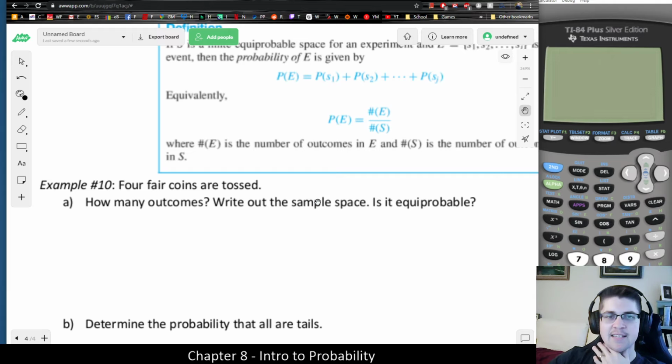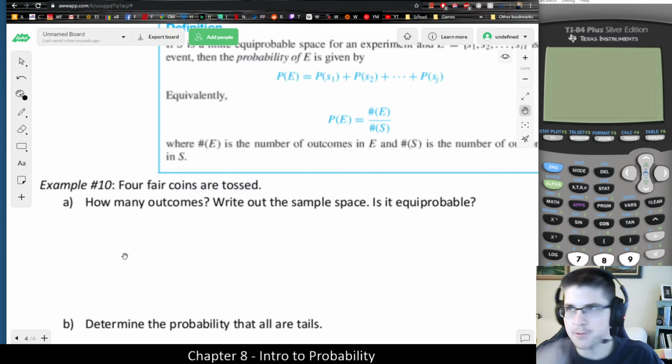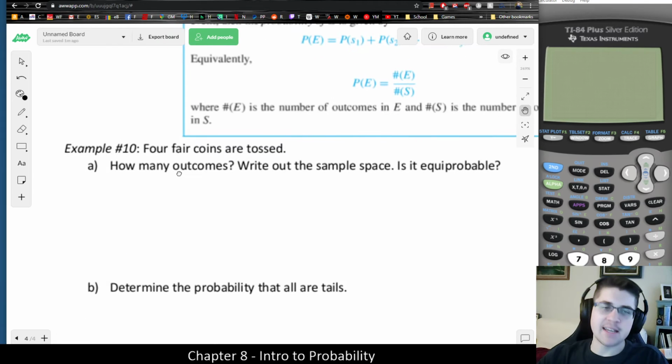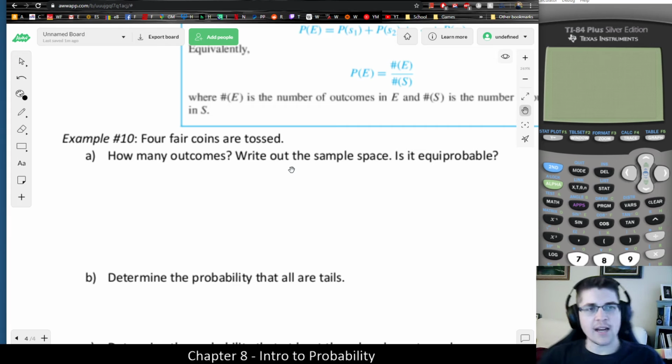So let's look at an example, and you can use all of the ideas together to help. Another thing the book goes into is that you don't necessarily have to solve a problem in one way. There are often multiple approaches that can guide you to the correct answer, and that's what I wanted to look at in these last few examples. Example 10 says: 4 fair coins are tossed. How many outcomes are there? Write out the sample space, and is it equiprobable?